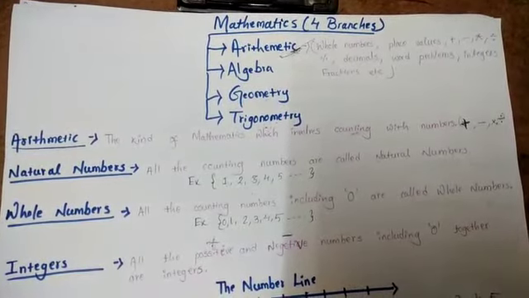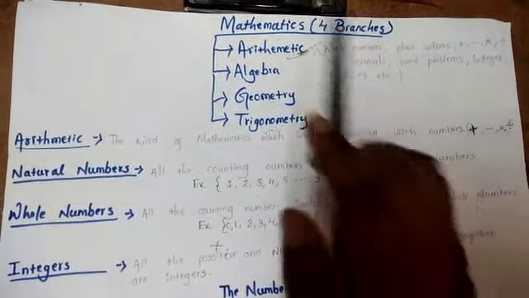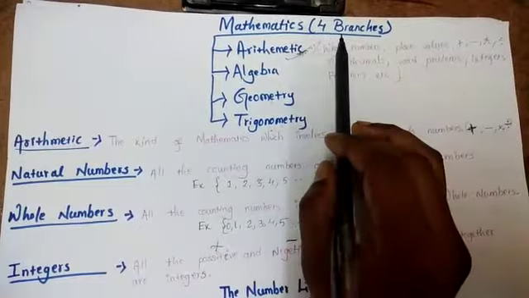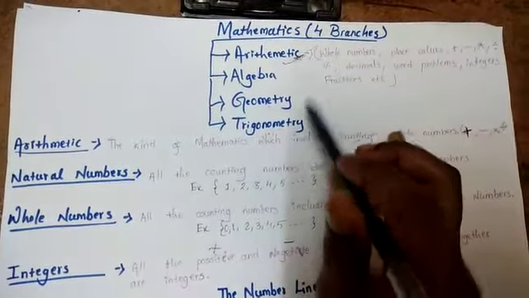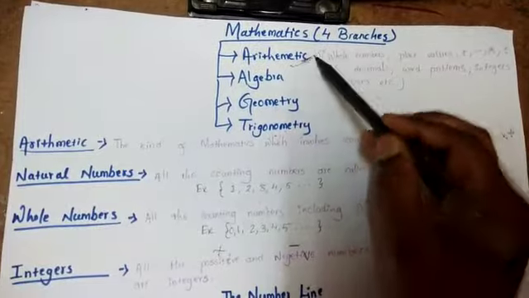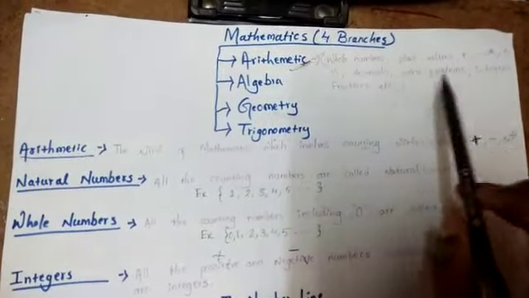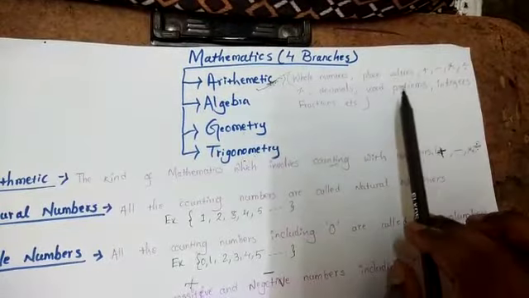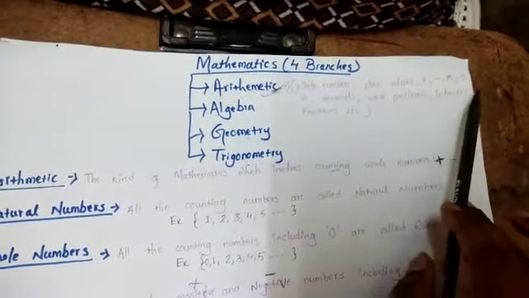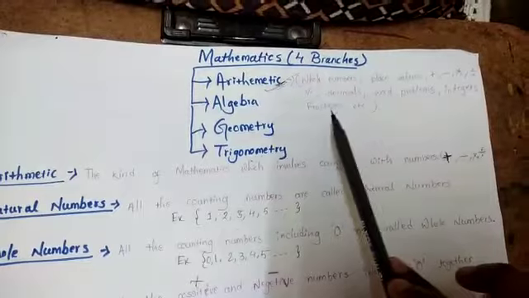In this video, I am going to teach some basic things in mathematics. As we know, mathematics has got 4 branches. They are arithmetic, algebra, geometry and trigonometry. I am going to teach the basic things in arithmetic. Some of the topics of arithmetic I have written here. They are place values, word problems, addition, subtraction, multiplication and fractions, etc.